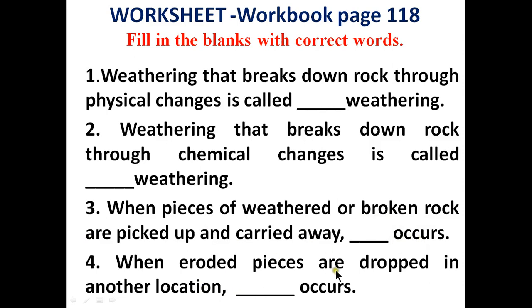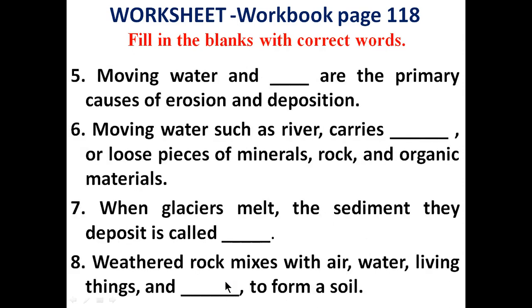When eroded pieces are dropped in another location, dash occurs. Next is, moving water and dash are the primary causes of erosion and deposition. The next is, moving water such as a river carries dash or loose pieces of minerals, rock and organic materials. When glaciers melt, the sediment they deposit is called dash.